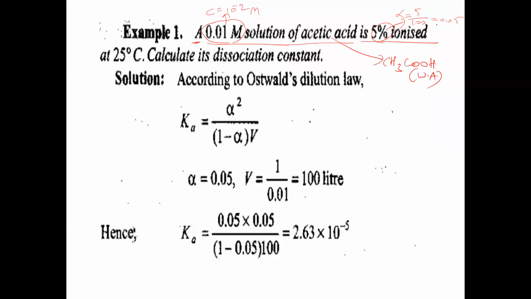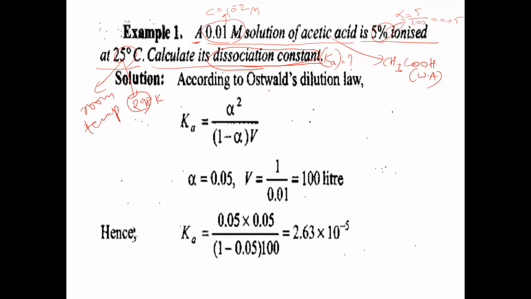So 0.05 is the degree of dissociation of the acetic acid at 25 degrees Celsius, at the given temperature. This is room temperature. Room temperature means how many Kelvin? 298 Kelvin, or 25 degrees Celsius. Calculate its dissociation constant. The dissociation constant of an acid or base, here an acid, we take as Ka. So they asked you to calculate this.